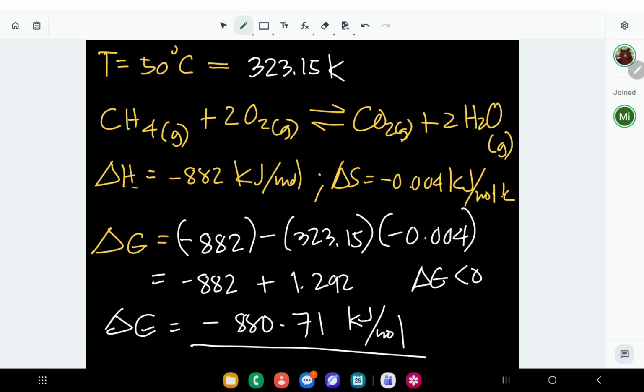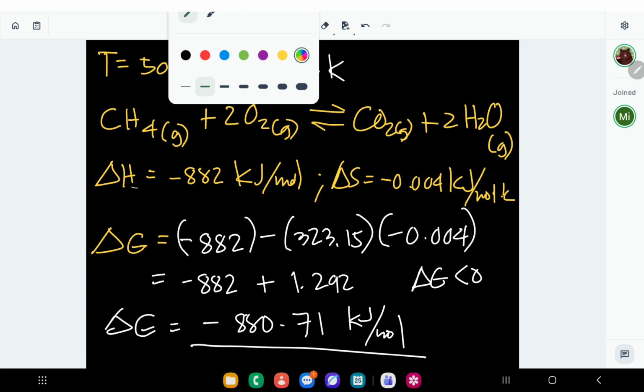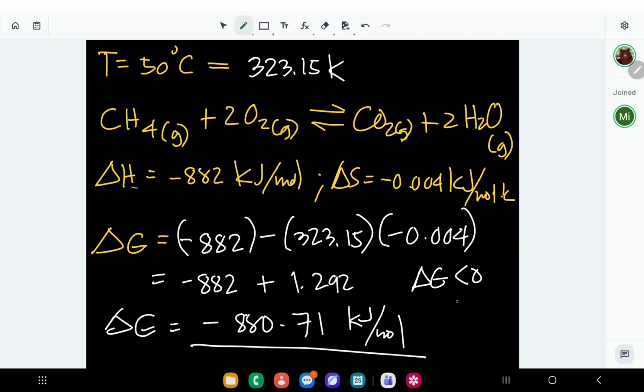Is the reaction spontaneous? Okay. So that means temperature 50 degrees Celsius is low temperature. Yeah, because we have delta H and delta S both negative, and the reaction is spontaneous at low temperature. Got it?